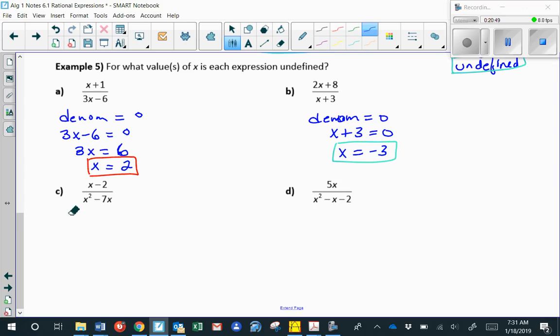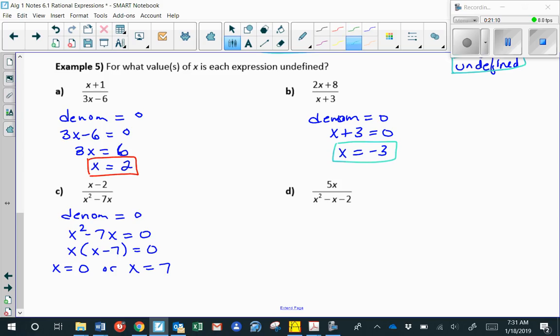In C, if we set our denominator equal to 0 to find where the fraction is undefined, x squared minus 7x is equal to 0. This has more than one solution, and we can find that by factoring. And so both of those values will make the denominator equal to 0 and the fraction undefined.